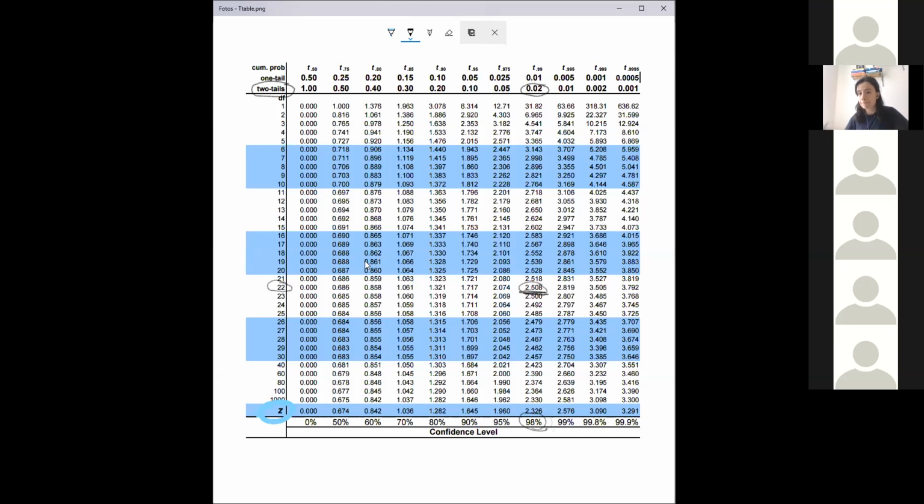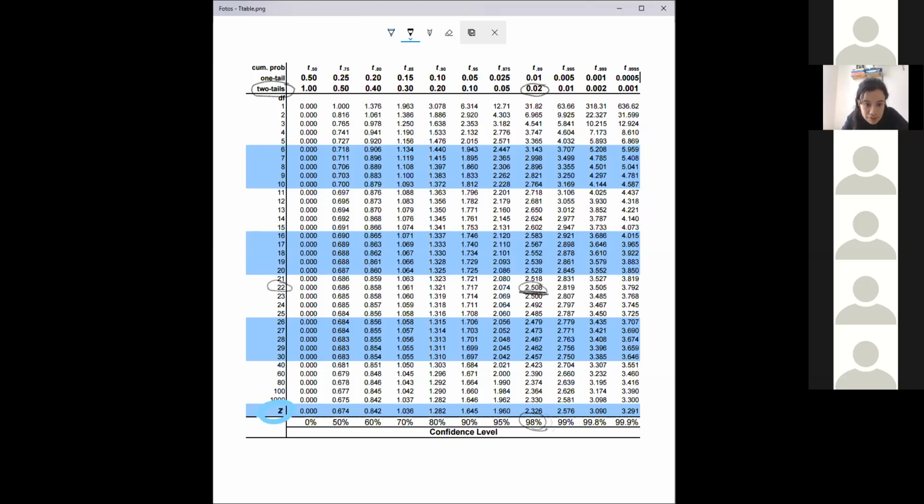Miss, there's something I don't get. You say that we were trying to chop 2% from both sides, but if it's 98%, wouldn't it be 1% for each side? Yes, we are trying to chop 2% from both sides together, which means that we're chopping 1% on each side. Okay, thanks.